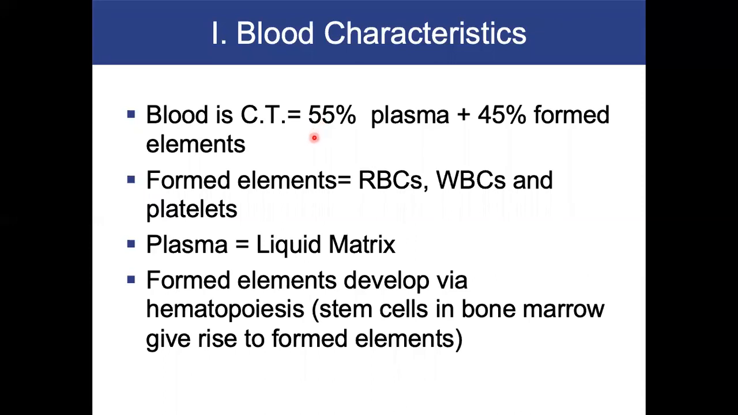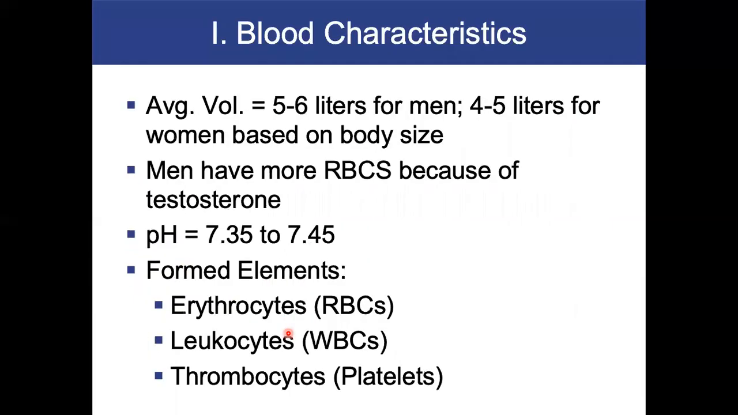So 55% of the blood is plasma, 45% are the formed elements, the red blood cells, white blood cells, and platelets. Formed elements develop via hematopoiesis in red bone marrow. So there's stem cells in the red bone marrow, and they give rise to your red blood cells, white blood cells, and platelets. Average volume of blood, 5 to 6 liters for men, 4 to 5 liters for women. It's based off of body size.